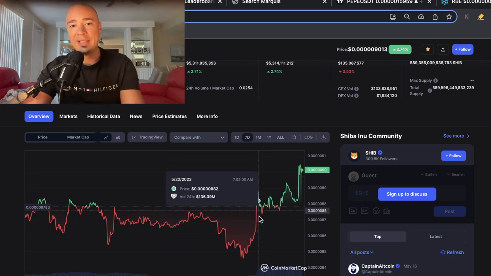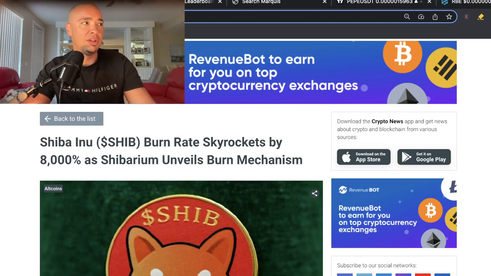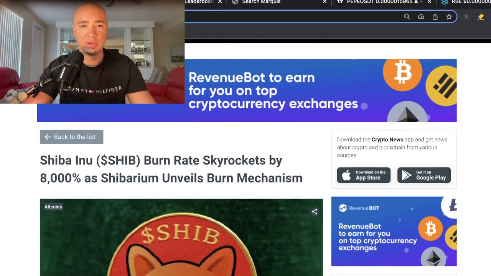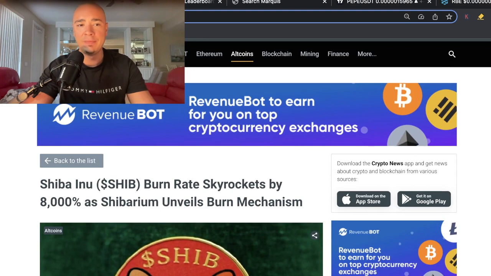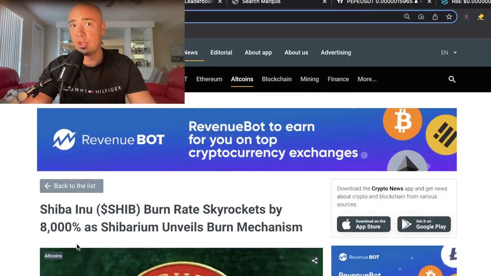Now, why did this pump start happening? Couple different reasons. Ethereum started to move up a little bit. So did Bitcoin. Shiba Inu is so tied to the big cryptocurrency. So we had that happen. But we also had something happen within the SHIB ecosystem. As Shiba Inu burn rate skyrocketed by 8,000% as Shibarium unveils their burn mechanism. So we're starting to get more and more insight and information related to how the burns are going to play out. And people are super bullish about burns and they're super bullish about Shibarium, right? And that burn mechanism built in.